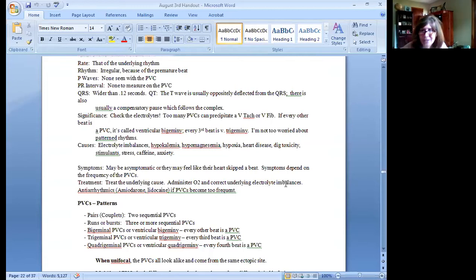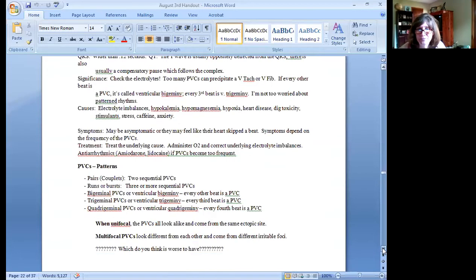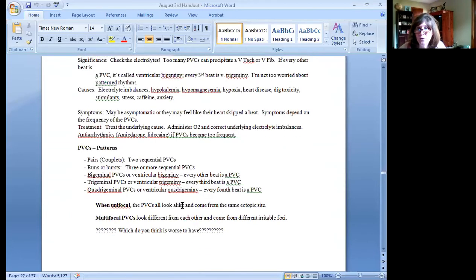All right, so there's my patterns. I'm not worried about patterns. I'm not running for the amiodarone for patterns. Unifocal, they all look alike. Multifocal, they came from different ectopic foci.